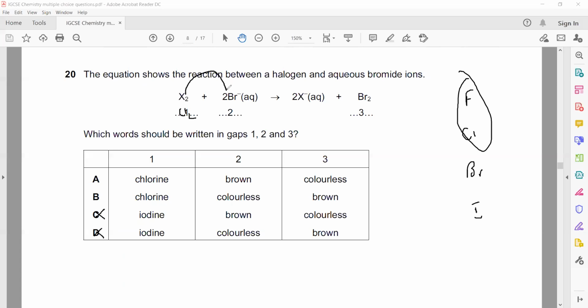And when chlorine is more reactive, it will displace the bromine. So it will form a chloride ion and a bromine molecule. What is the appearance of a bromine molecule? Bromine is brown in color.